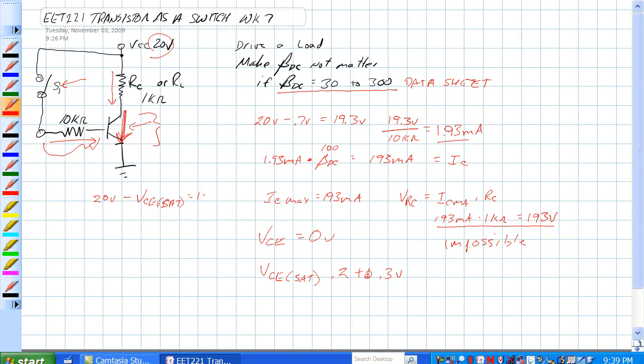It's equal to about 19.8 volts, and 19.8 volts divided by 1k ohm equals 19.8 milliamps.